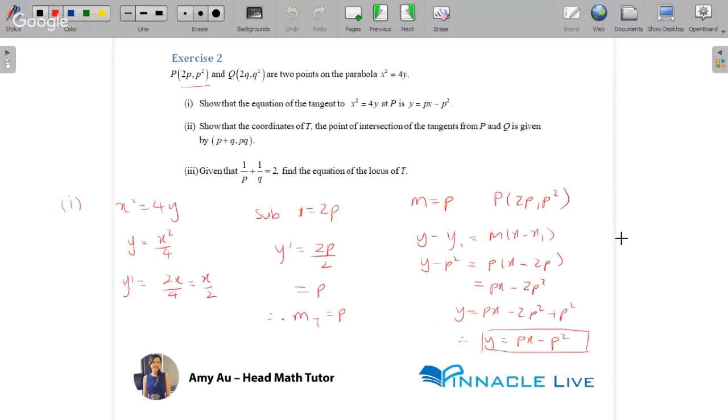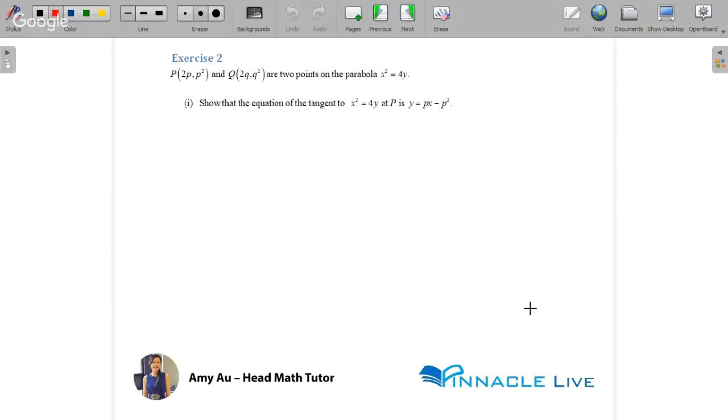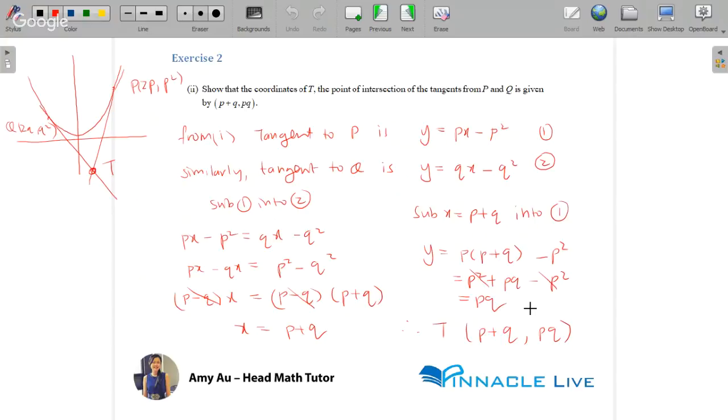All right, so the first part is just very standard stuff. It's all about finding the equation of the tangent. So you go through the derivative, the gradient at that specific point, and then the point gradient formula. And then the second one, finding the intersection. You've got the tangent at P derived from before, and you can get the tangent at Q just by replacing the parameter with Q, and then solve them simultaneously. X is P plus Q, sub it back into one of them, Y is PQ, hence that's the point.